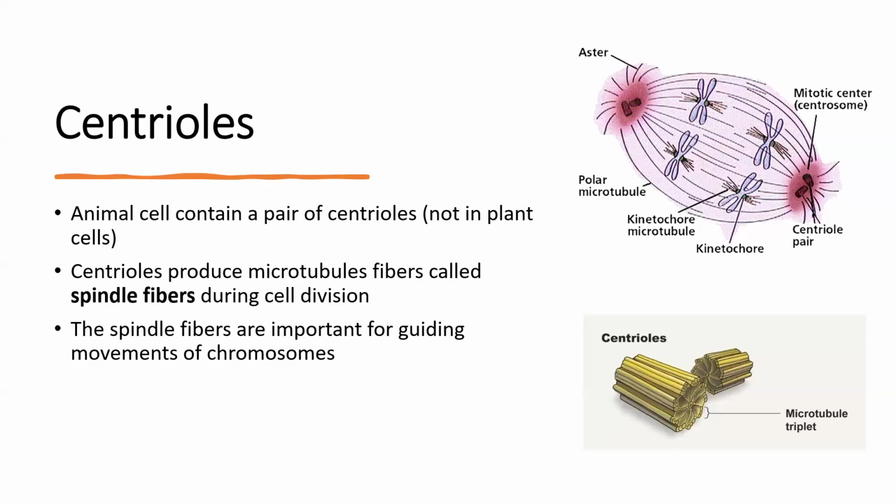Remember I told you when a cell divides, you need to make sure each cell gets the same number of chromosomes, right? You get 46, you get 46. So something has to guide the movement of these chromosomes, and that will be the function of the spindle fibers. Okay, can you find the centrioles in the picture here?